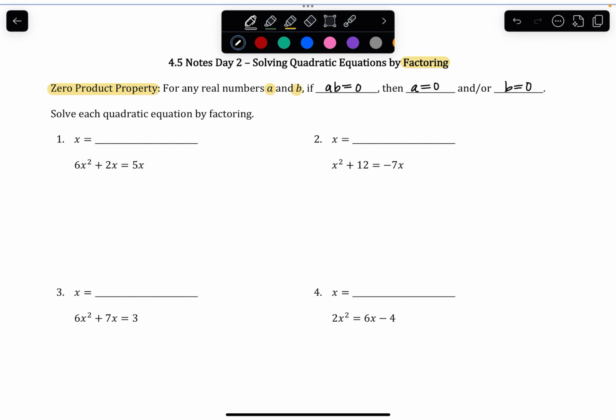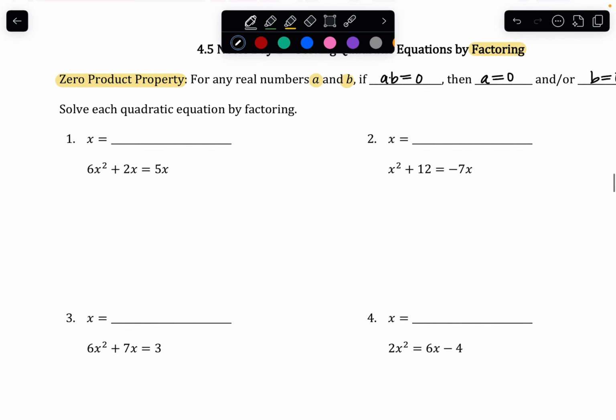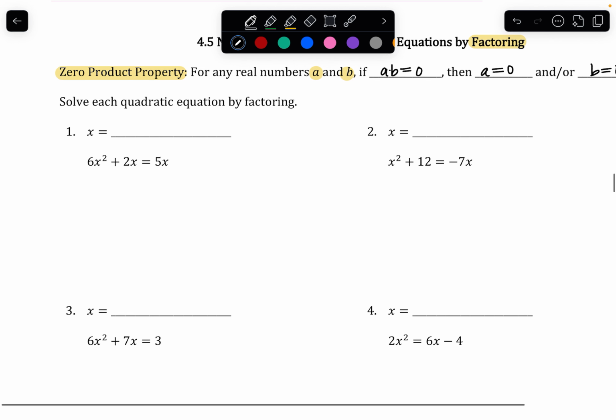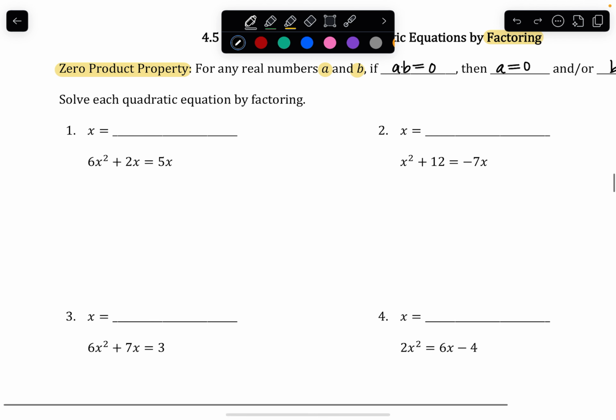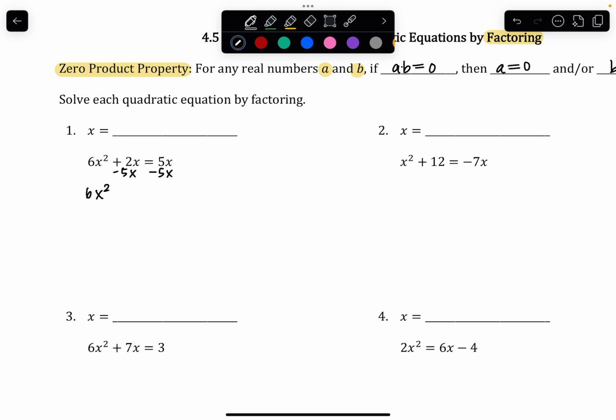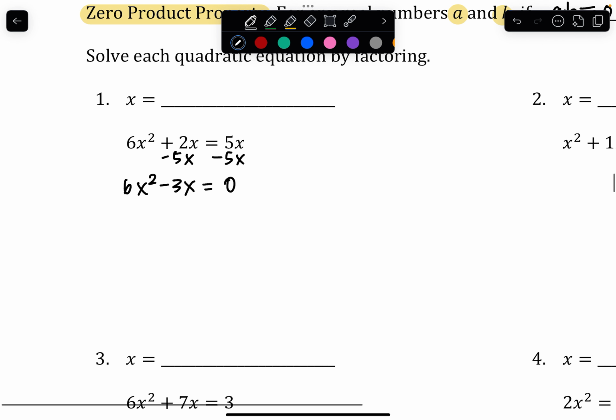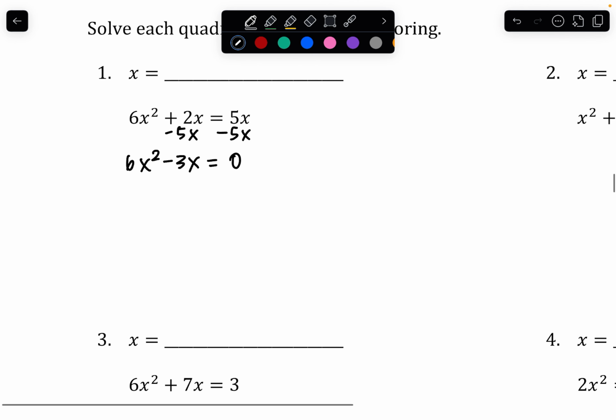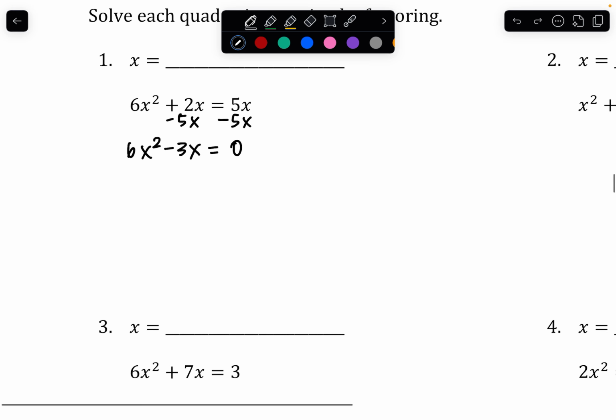The only way for two things to multiply together and give you 0 is if one of those individual factors were 0. Okay, and so in order to set up a zero product property situation, we need to get our quadratic on one side of the equal sign. So I am going to subtract the 5x from both sides. And that gives me 6x squared minus 3x equals 0. You want it equal to 0, just like for quadratic formula. Only now we are going to factor this quadratic.